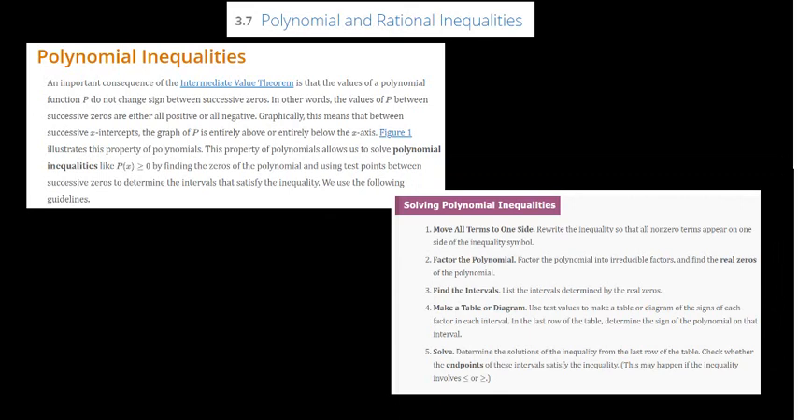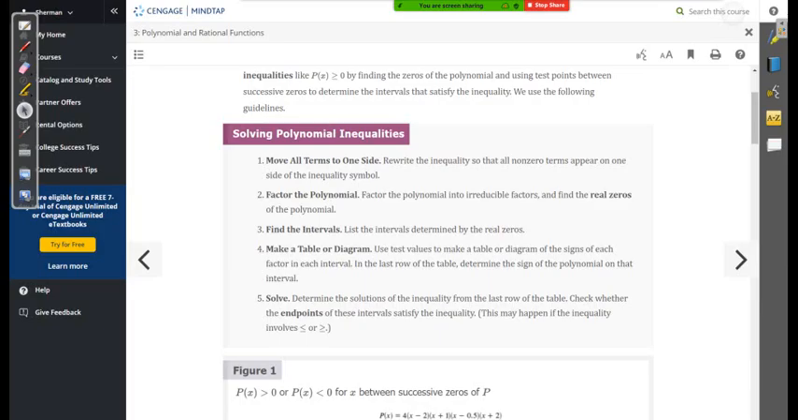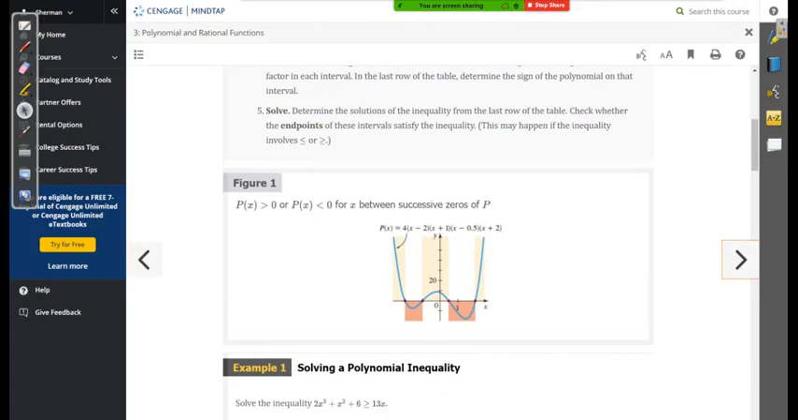An important consequence of the intermediate value theorem is that the values of a polynomial function p do not change sign between successive zeros. In other words, the values of p between successive zeros are either all positive or all negative. Graphically, this means that between successive x-intercepts, the graph of p is entirely above or entirely below the x-axis. I need to get figure 1 so you can see what we're talking about.